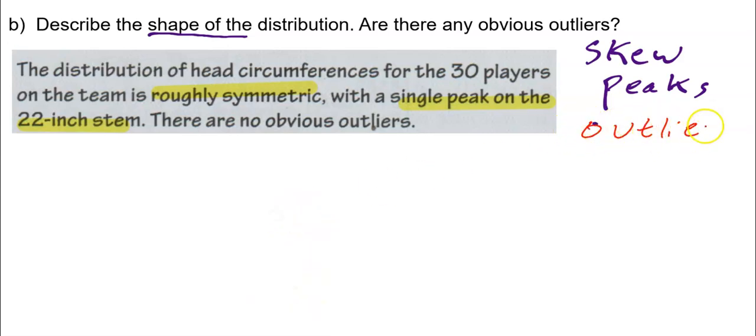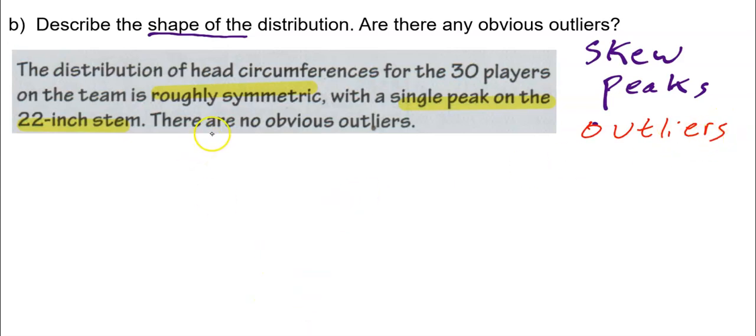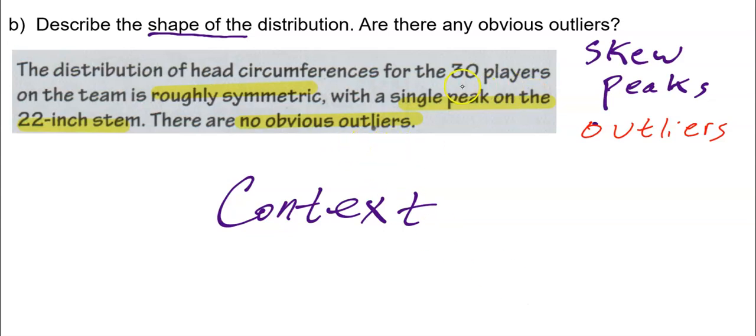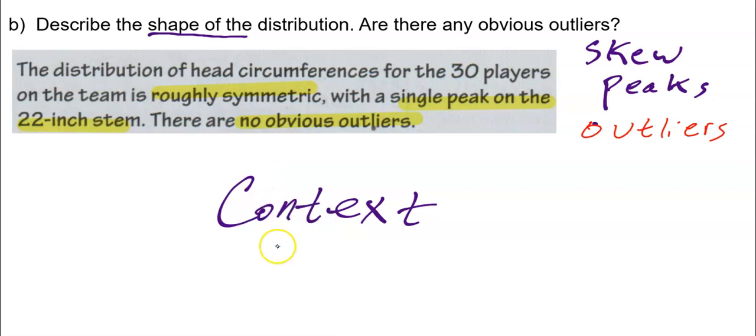Because, like I said, these two guys who wrote the book are heavily involved in the AP community, so they know what they're talking about. All right, and always, always, always, I cannot stress this enough, all written answers must include context, and the context is the 30 players on the team. And what are we measuring? The head circumference. So make sure all of your answers include context.